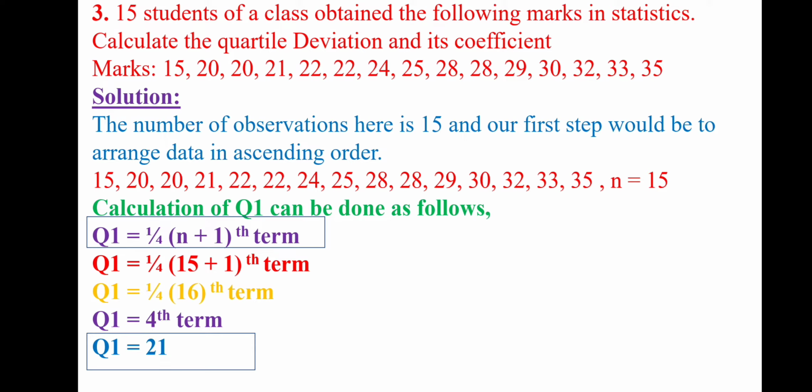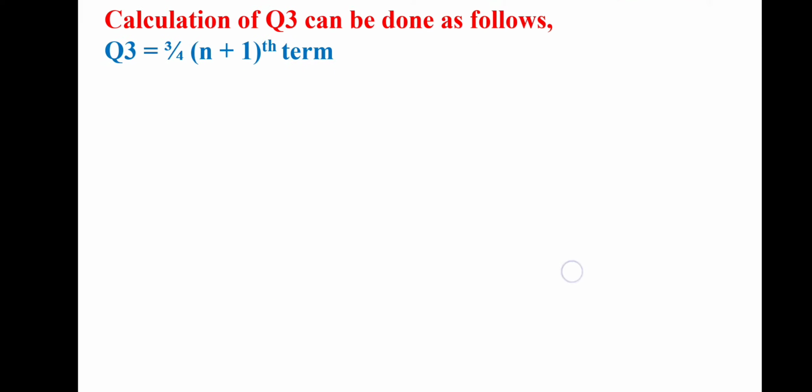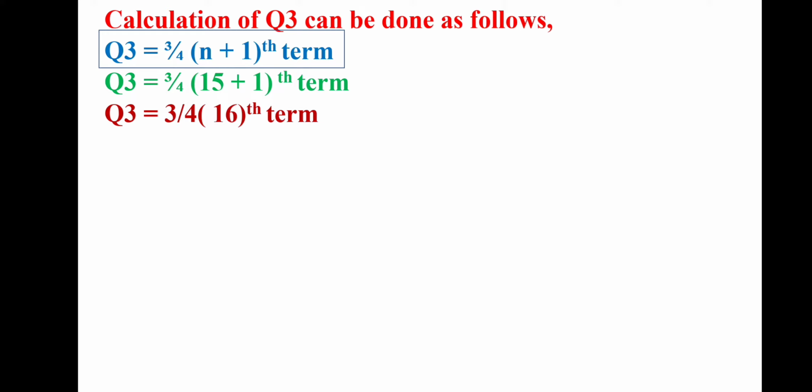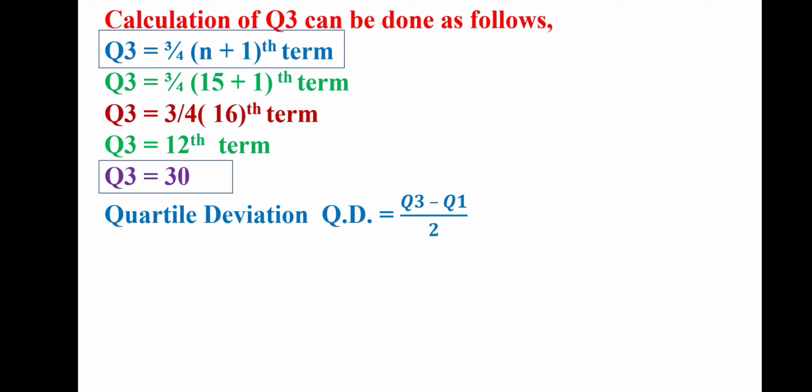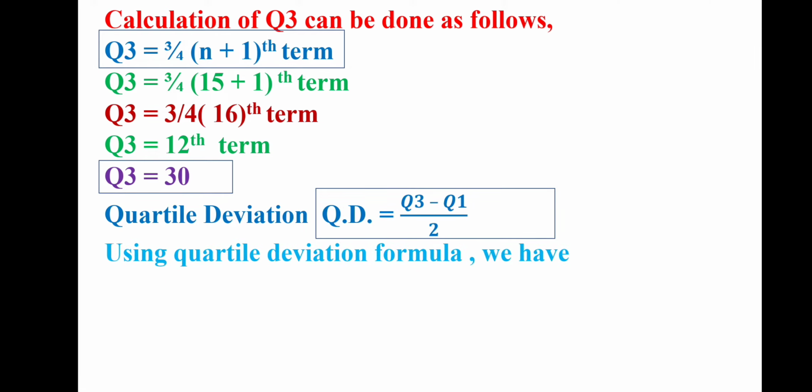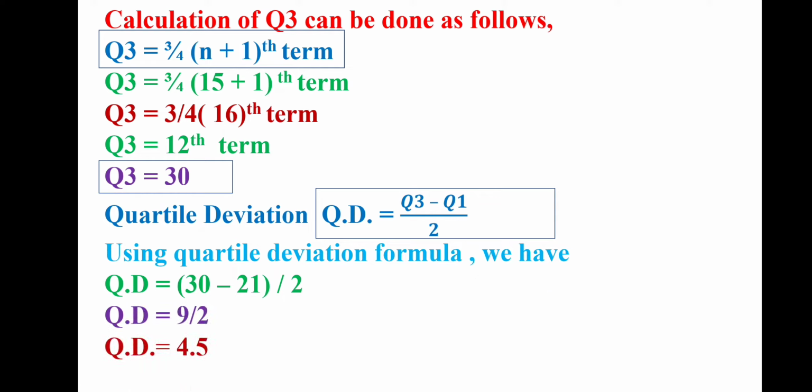Then Q3 will be found. So n is 15 plus 1, and 3/4 of 16 gives the 12th term. The 12th term here in ascending order is 30. Now we can find the quartile deviation. The formula is (Q3 minus Q1) divided by 2. Q3 is 30, Q1 is 21. Simplifying, we get 9 by 2, then 4.5. It is called the quartile deviation.